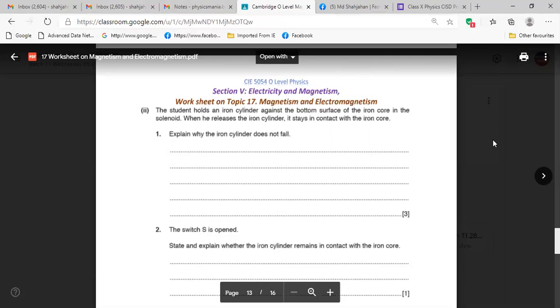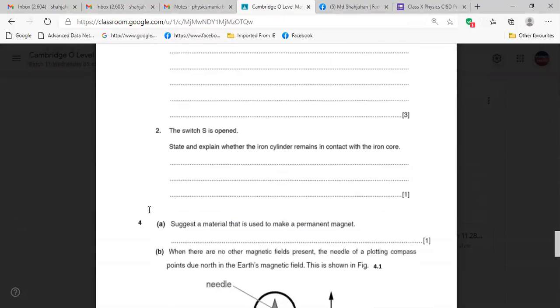Yes, sir, done. Okay, then what you wrote, can you say again? The iron cylinder gets magnetized by induction, and the side closer to the north pole becomes south pole and gets attracted as unlike poles attract. Yes, very good. Then continue the next part, part two.